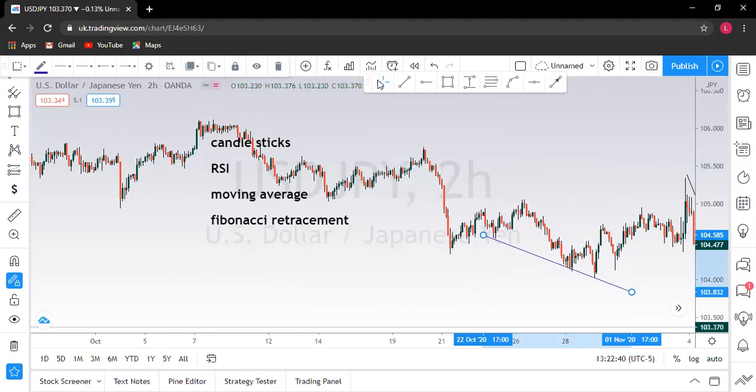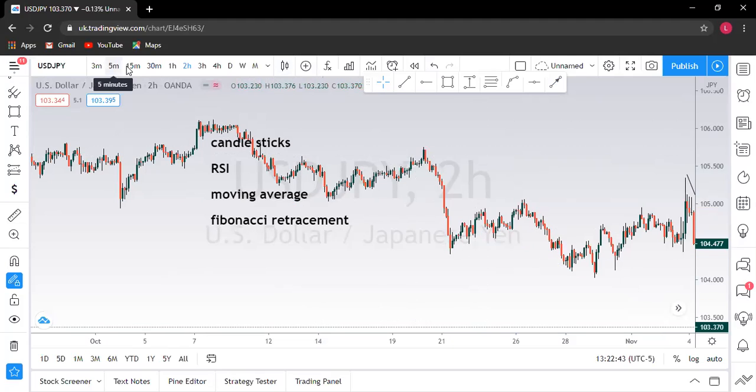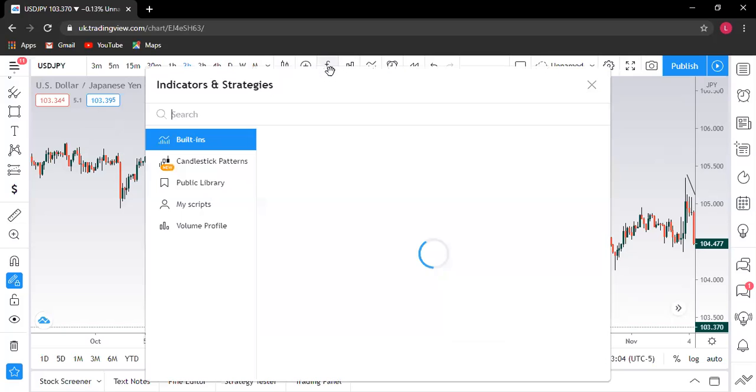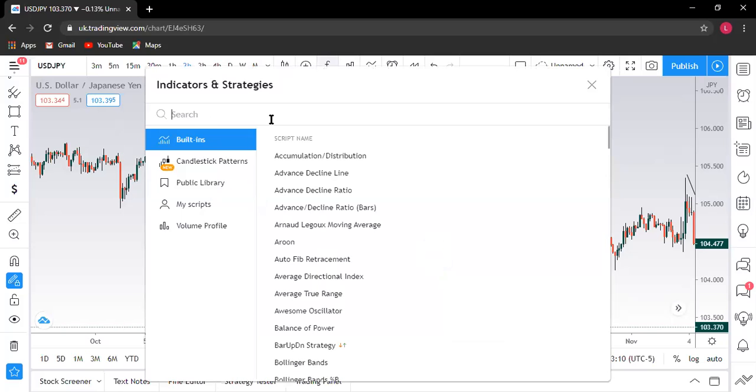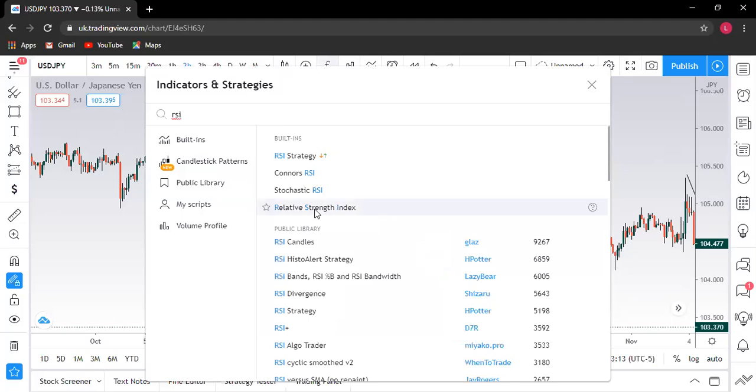So now, when you look at here, we have different types of time frames. Do you understand? There's 3 minutes, there's 5 minutes, there's 15 minutes, 1 hour, 2 hour, 3 hour. So it depends on the type of trader you are. So you can make use of those things. So now here is where you get your indicator. Can you see FX indicator and strategy? So you just go and search for RSI. Can you see it? Relative strength index. Then you click on it.